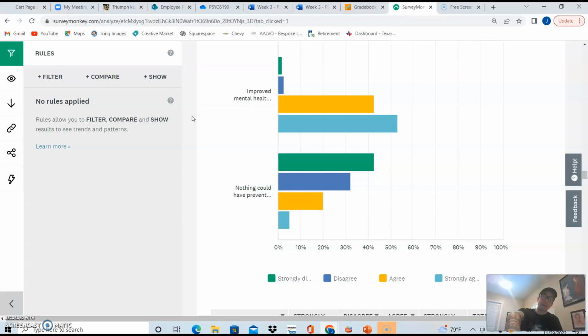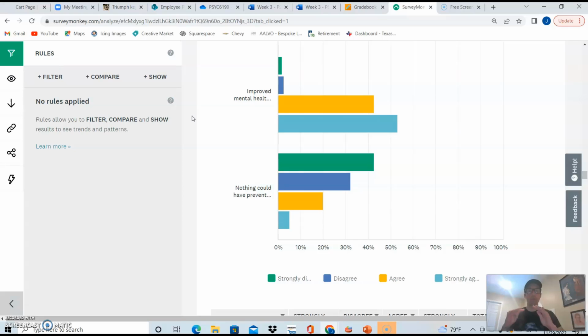What I was expecting, and this is about mass shootings, and the statement was, nothing could have prevented this event. I expect most people to disagree with that, and as you look at the results, more than 40% strongly disagreed, and then another 33% or so disagreed. So we're looking at a minority of people who actually agree with that statement. This was something that I anticipated based on my hypotheses, but all I have to do is just look at the summary data to see that my hypothesis was in fact confirmed.